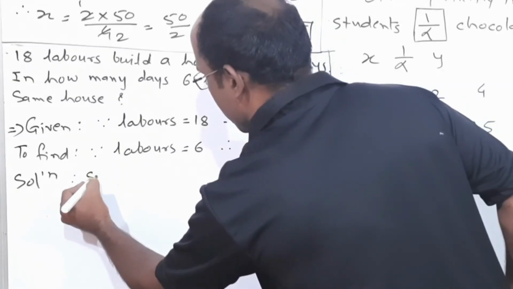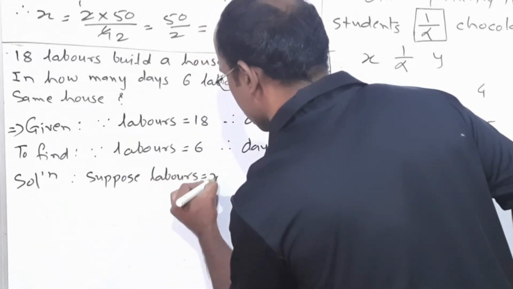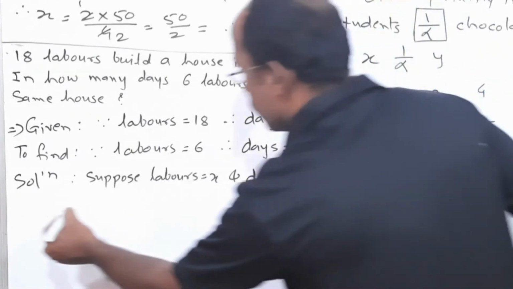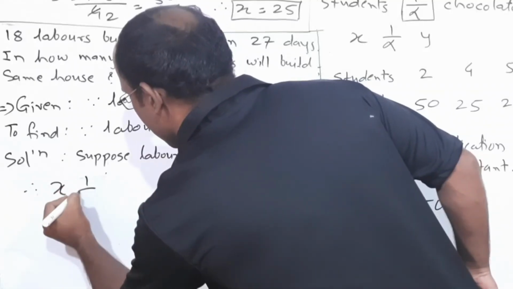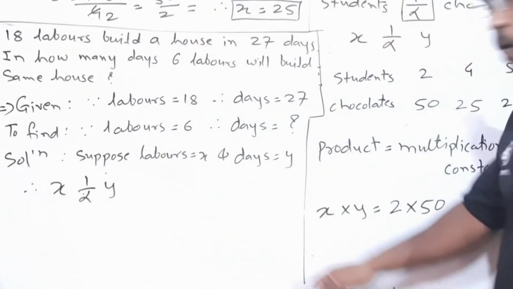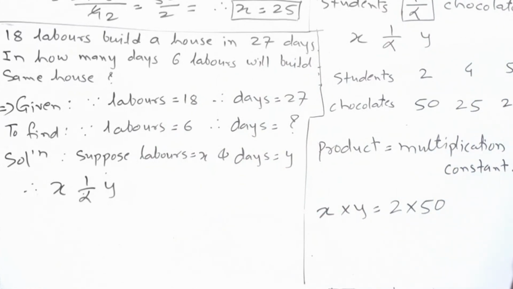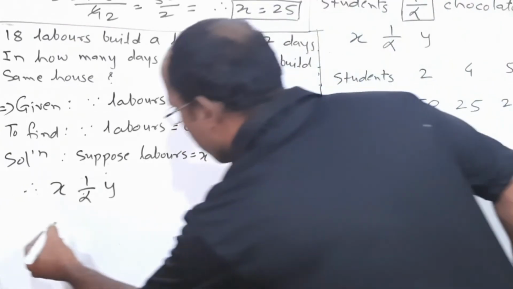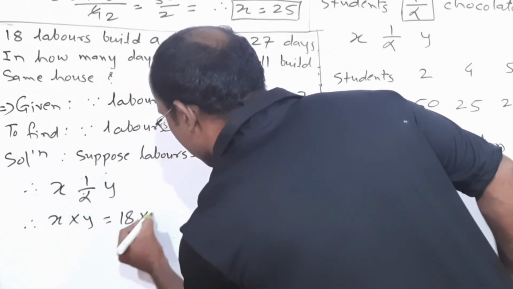Solution. Suppose laborers is equal to x and days is equal to y. Therefore the variation is inverse. So how will we write it? As x inversely varies with y. Okay, so we have identified the quantities and the variation. Now what we have to do? We have to write the equation. How will we write the equation? In the form of multiplication, 18 into 27. Therefore, x multiplied by y is equal to 18 multiplied by 27.